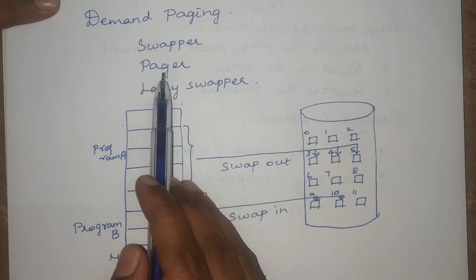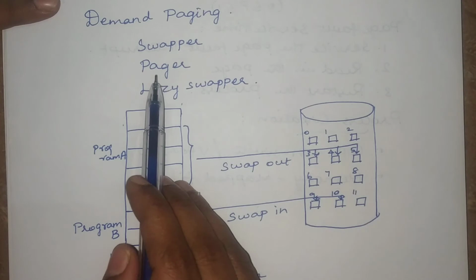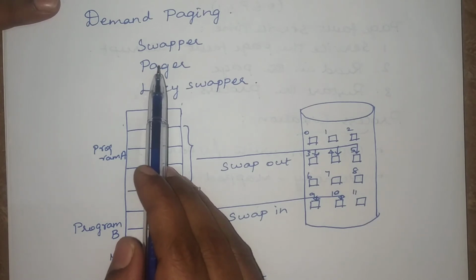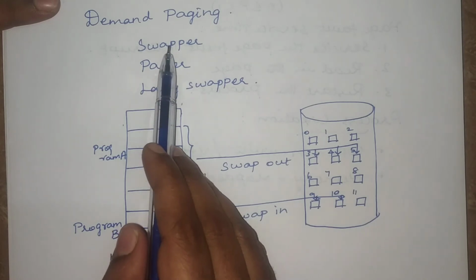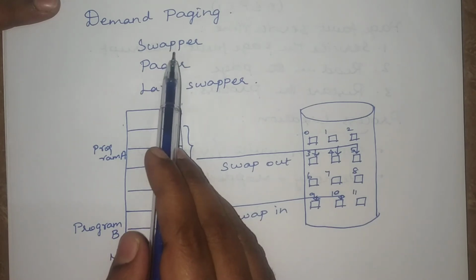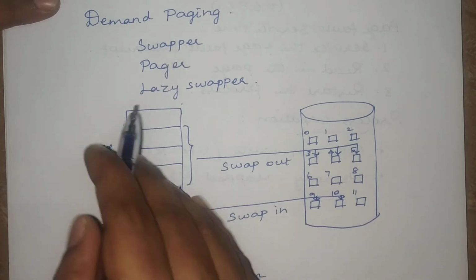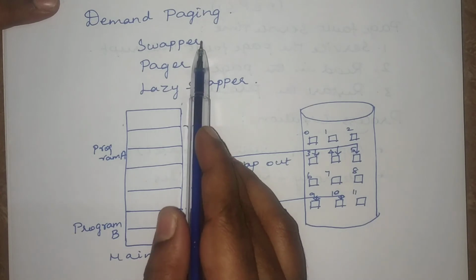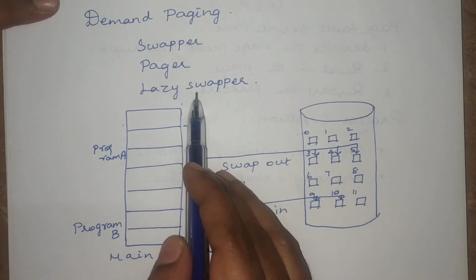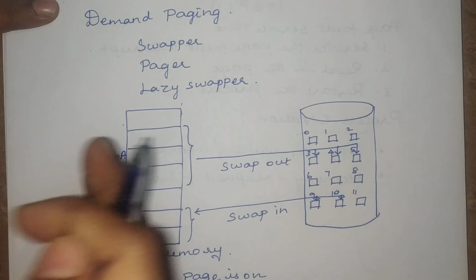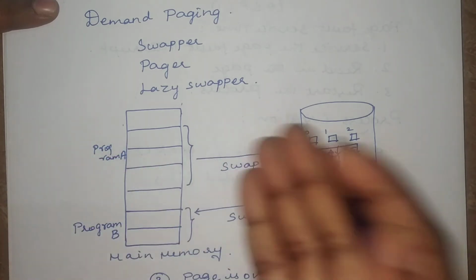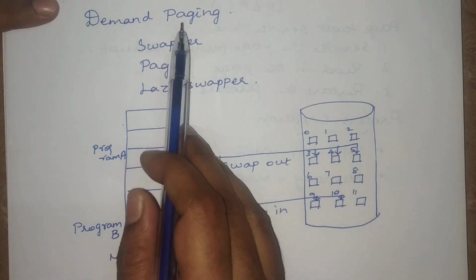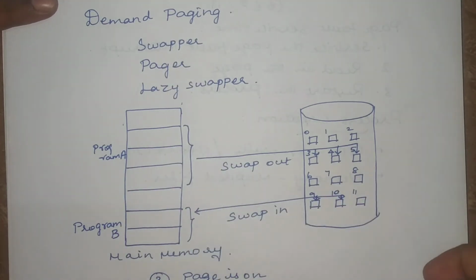And what is a pager? A pager is a term which also performs the swap operation, but it will swap only the one page that is currently needed by the CPU. A swapper will swap many sets of pages at a time from secondary memory to physical memory and vice versa. So this is the difference between the swapper and pager. Lazy swapper means only if a page is currently needed by the CPU, only at that time we do the swap operation. That is nothing but a lazy swapper, or we can also call it demand paging, right?